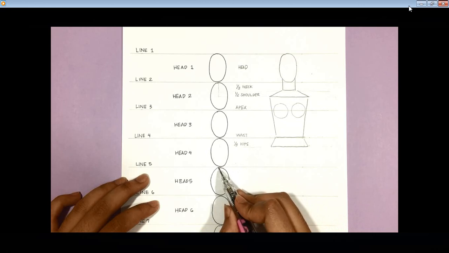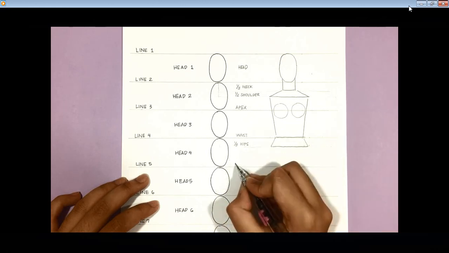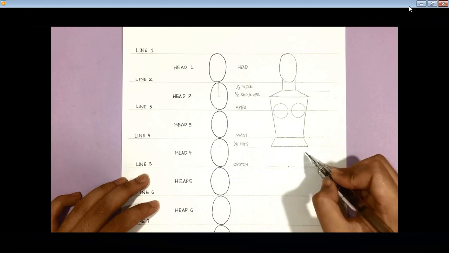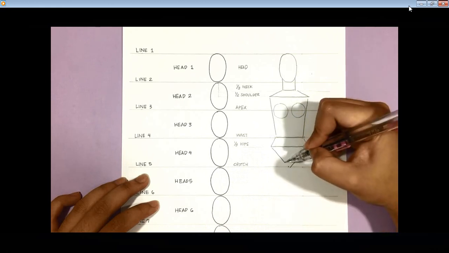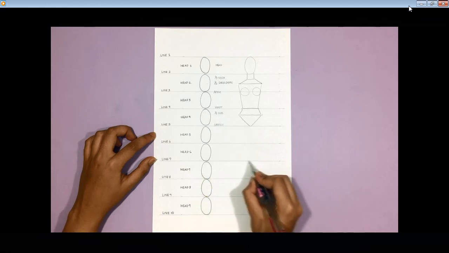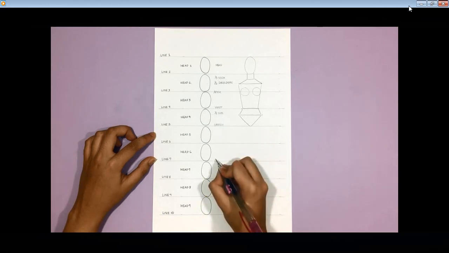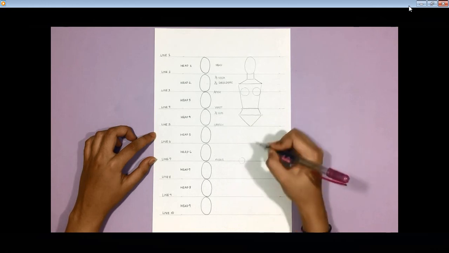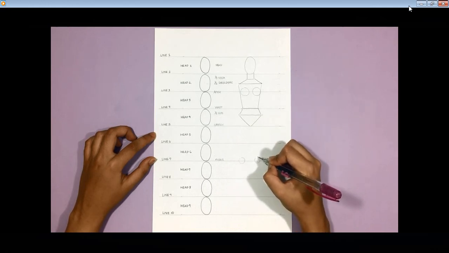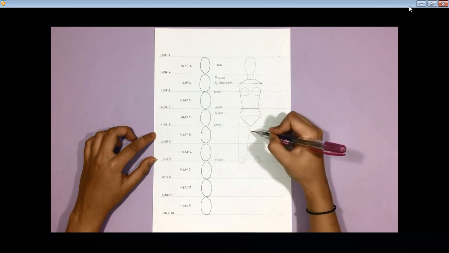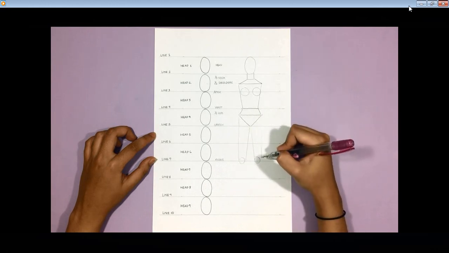Then the top of head 5 is where the crotch is. So I'm just drawing a triangle from the hip line to this point. All the way down to the top of head 7 is where the knees are, and I'm just drawing circles that are fairly far apart because the pose of this drawing is that she's standing with feet slightly apart. The circles also represent the joints.